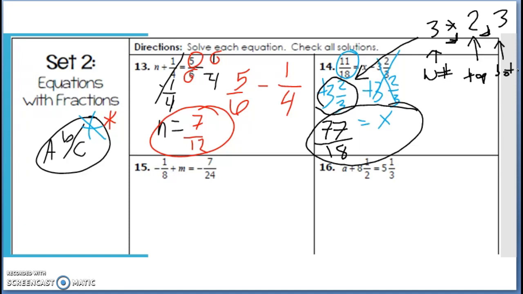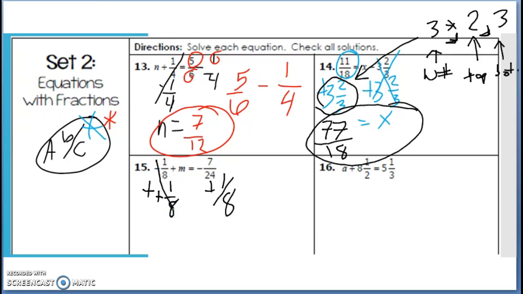So 15. M we want to solve for. We want to get it by itself. Right now it's being added, so we have to subtract. And then we're subtracting 1/8. Well, if we're subtracting a negative 1/8, that really means we're adding. It means the opposite. So we're adding 1/8 to both sides. The opposite of a negative is a positive. So that's what makes those cancel.